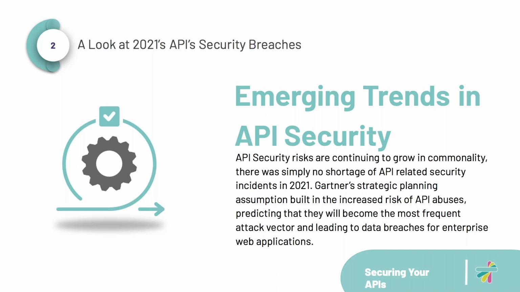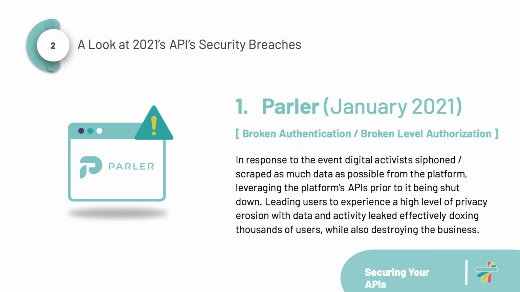And as we mentioned, they're only continuing to grow in commonality. And there was just simply no shortage of API-related security incidents in 2021. In fact, Gartner's strategic planning assumption built in the increased risk of API abuses, predicting that they will become the most frequent attack vector and lead to data breaches for enterprise web applications across the globe. Gartner was almost correct, but not all the way. They perhaps underestimated the larger spectrum of potential impacts that exceeds just data breaches. So let's dive deeper and look at some of the more significant attacks that happened throughout 2021 and what that means for your business. Well, let's start with the most controversial one first, the Parler attack.